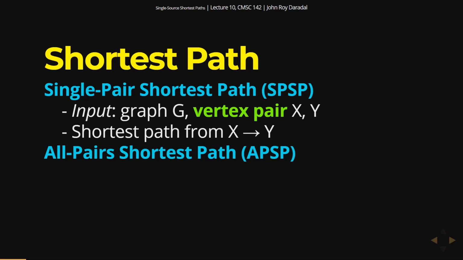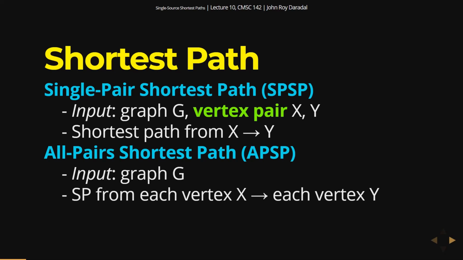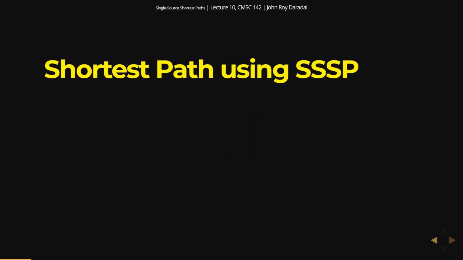And then finally, the last type is called all pairs shortest path, or APSP, wherein you're only given a graph G, and you're supposed to find the shortest path from each vertex x to each vertex y. So basically, all pairs of vertices. What would be the shortest path from this vertex to all other vertices, and then you do that for all vertices. For APSP, we will discuss this in the next video, because there are some other algorithms that would solve this one. The reason why we'll focus on SSSP is because we can actually solve the 3 other problems just by using an SSSP algorithm.